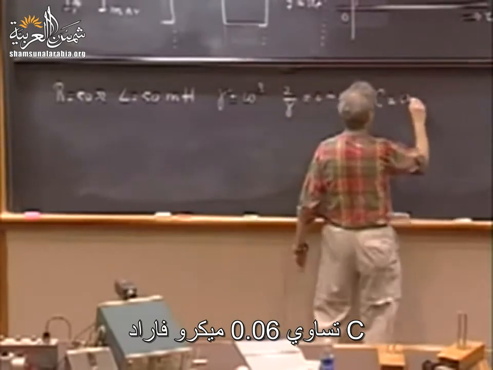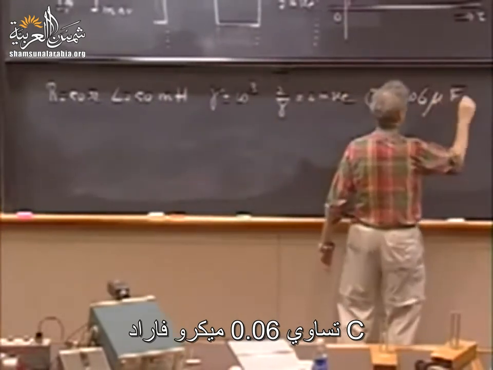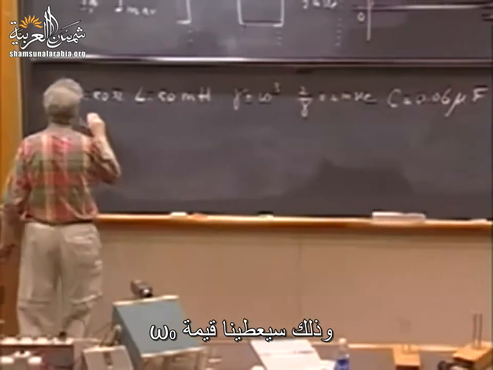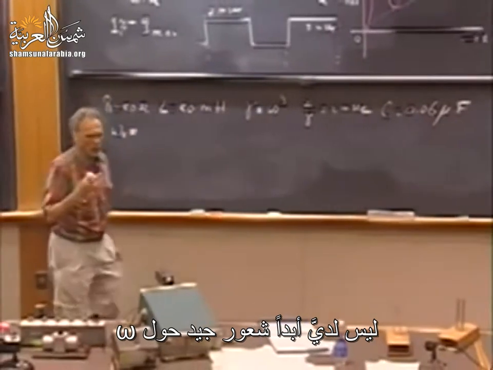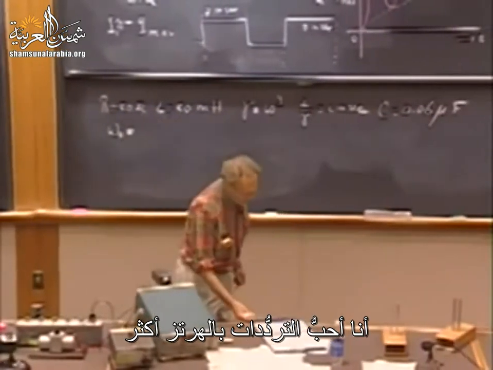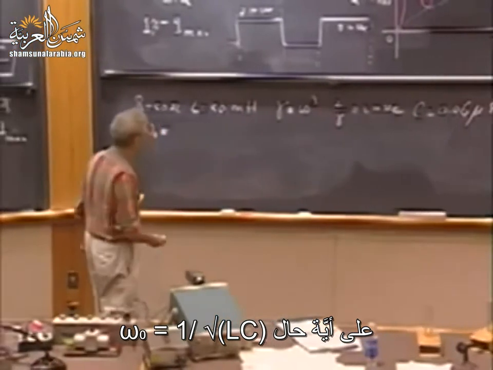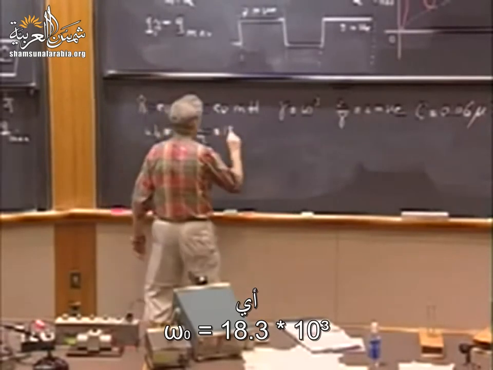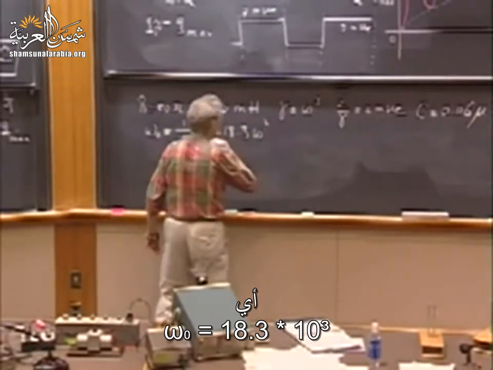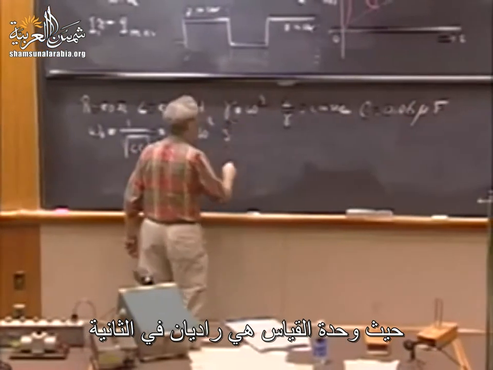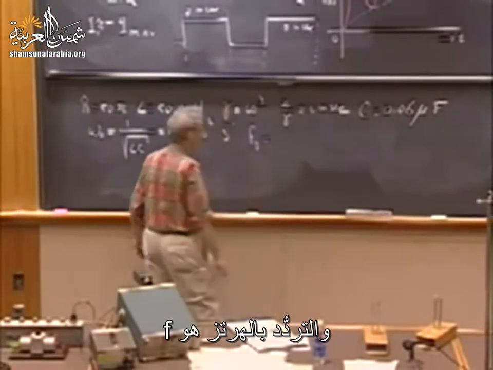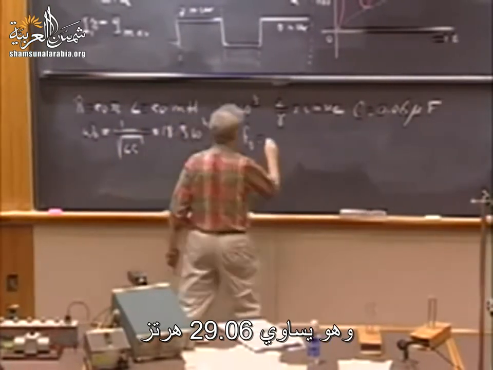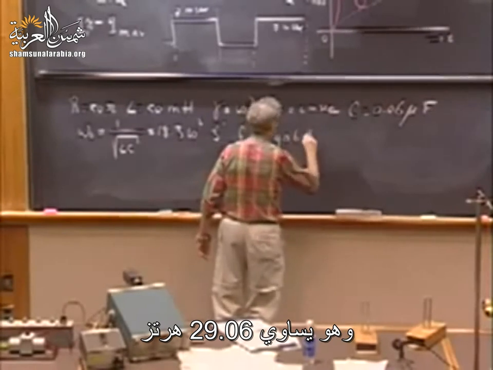C is going to be 0.06 microfarads. So that would give you an omega 0 if you're interested in omega 0. I never have a good feeling for omegas. I like frequencies, hertz, much better, but if you're interested in omega 0, which is 1 over the square root of LC, that would be 18.3 times 10 to the thirds, and that is radians per second. The frequency in hertz, which is 2 pi lower, is then 2906 hertz.